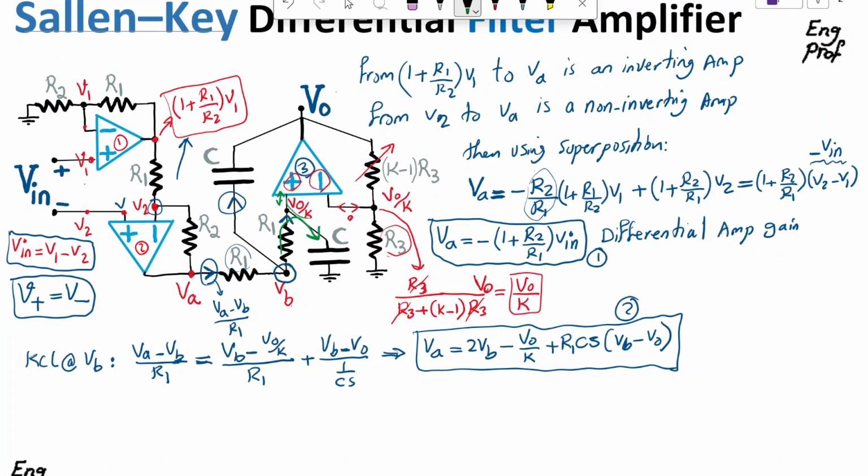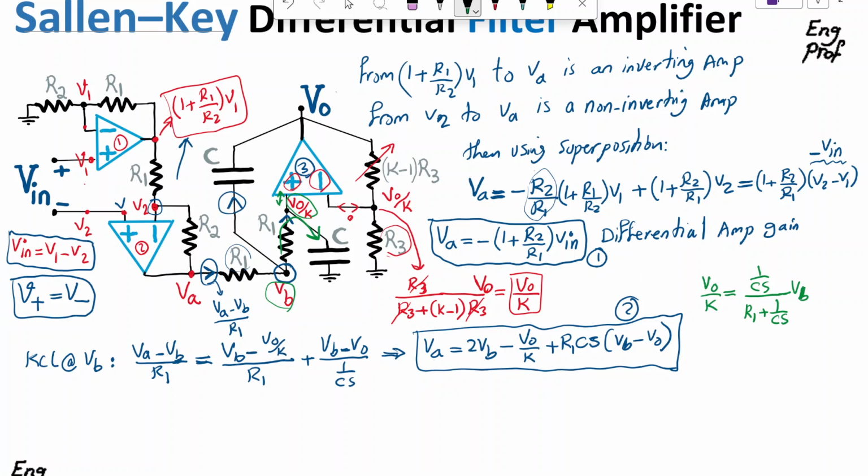So effectively VOK and VB is just a voltage division between the series of R1 and C. That makes life easy in terms of computation of VOK as a function of VB and vice versa. I can say VOK, which is the voltage at the positive terminal of op-amp number 3, is equal to 1 over CS, that's the impedance of the cap, in series with R1, times the VB. So that's just the voltage division.